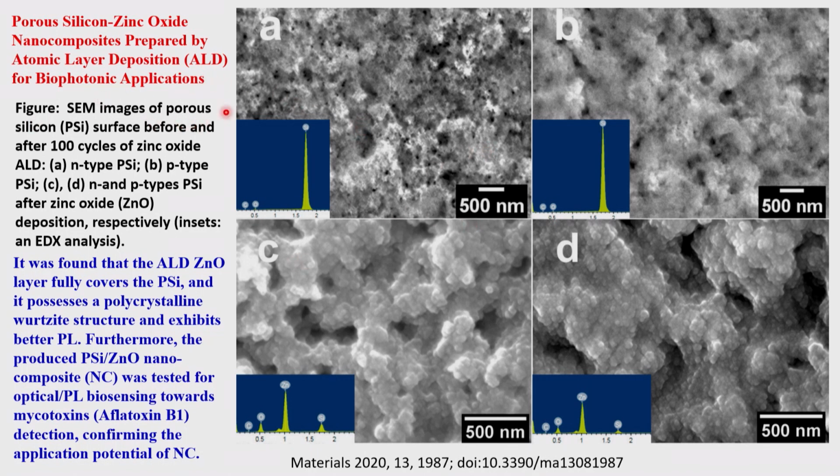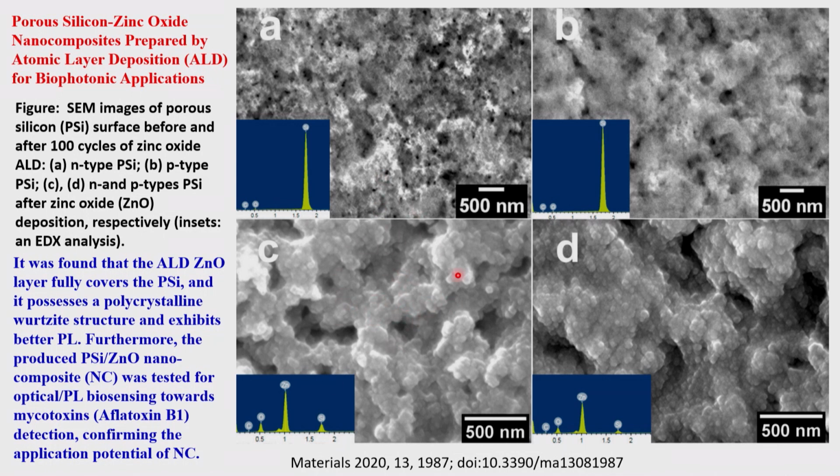The SEM images of porous silica surface before and after 100 cycles of the zinc oxide. Here what you see is basically the silica part without the zinc oxide being coated, and once you come to this, you have 100 cycles of zinc oxide atomic layer deposition. One is for the N type, the other is for the P type. So both are the same when you coat with zinc oxide.